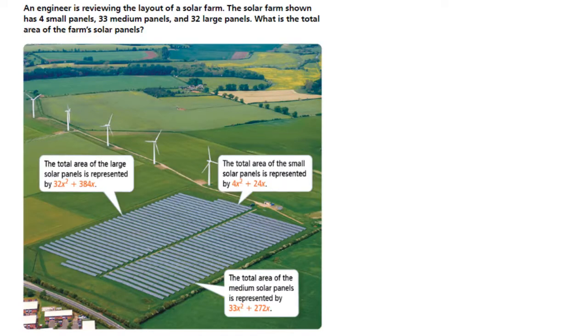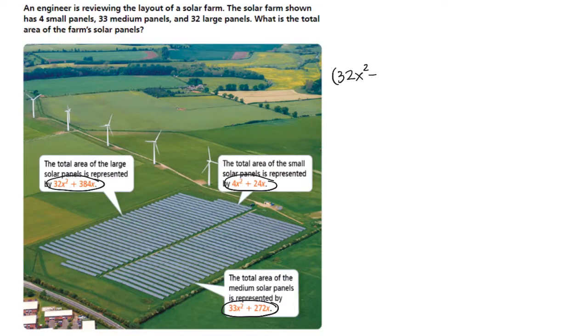This last example is a word problem or an application problem. It's dealing with the area of solar panels, and they give us the total areas for the large solar panels, the small solar panels, and the medium solar panels. And what they want to do is have us figure out how much total area is taken up. If we want to find the total, what we need to do is add each of our polynomials together.